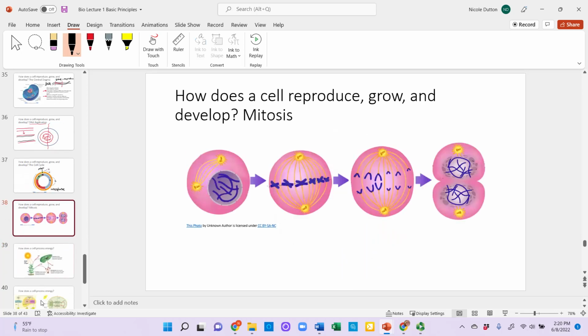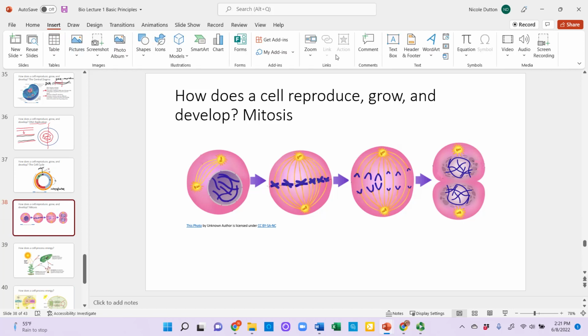So on the next slide, we see the phases of mitosis. So cells don't just break in half. They go through a very structured and regulated process that allows for their division. And there are 4 phases of mitosis.